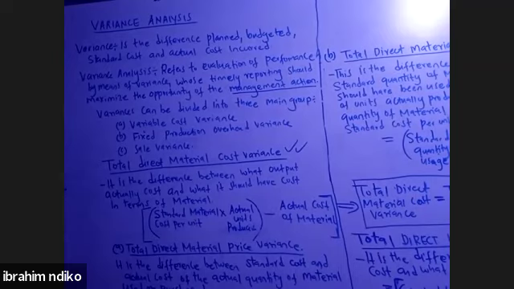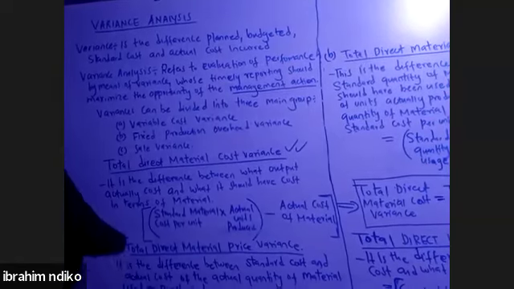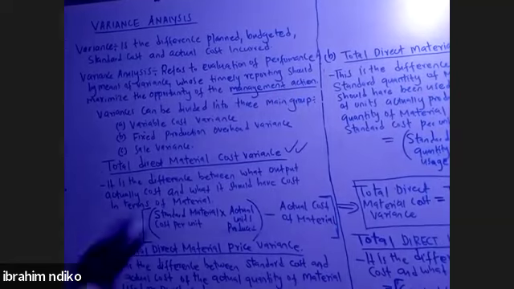We also have to look at mechanism. So let's go to total variable production overhead variance. Total production variable overhead variance. So tunaenda kwa variable. So we go to variable.